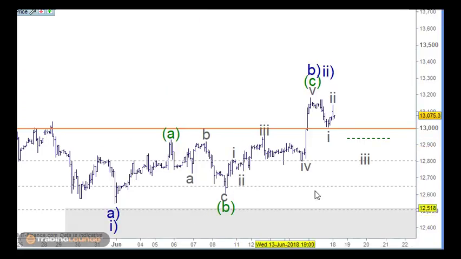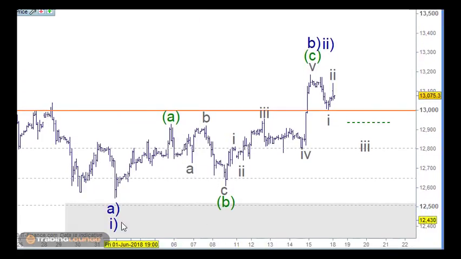In terms of tracking this to the upside, we can have wave 1 here, and then an A and a B here, and then 1 and 2 and 3 and 4 and 5 here for the C wave of the B.